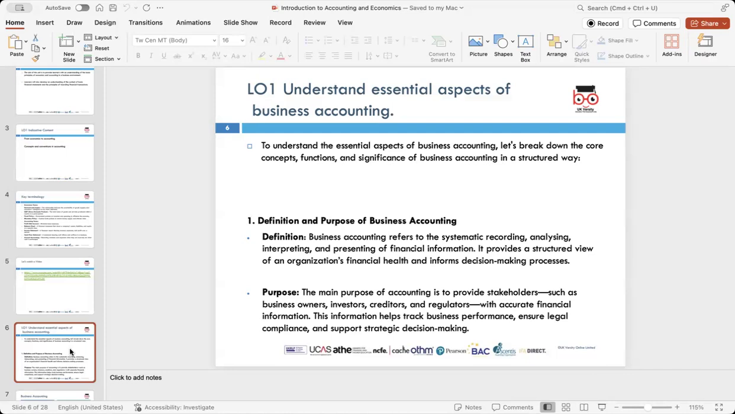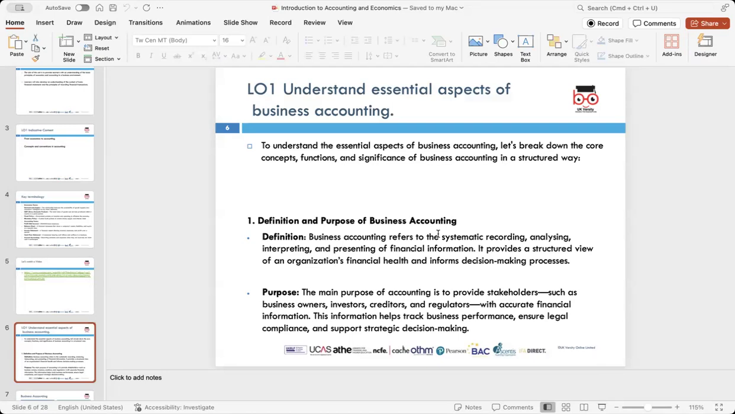Understand the essential aspects of business accounting. So, let's break down the essential aspects of business accounting in a structured way. Definition and purpose of business accounting. Business accounting is the systematic process of recording, analyzing, interpreting, and presenting financial information. In simple terms, accounting helps businesses track their financial activities, ensuring they remain profitable and sustainable.